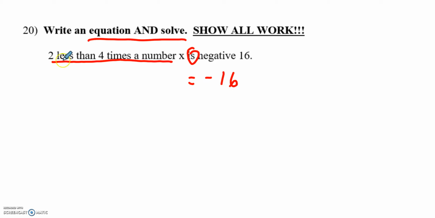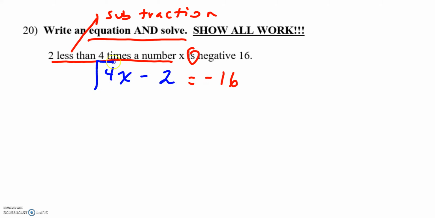When you see "less than," I know because we've been doing inequalities, it's tempting to say that this represents an inequality, but less than, remember, could also mean subtraction. So if we're thinking 2 less than 4 times a number, first, 4 times the number x could just be represented as 4x. Then if you have 2 less than this multiplication, that could be represented as 4x minus 2 equals negative 16. So this would be your equation.